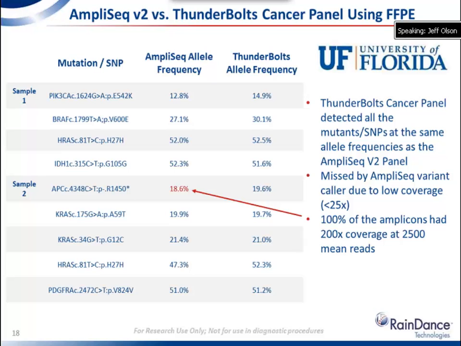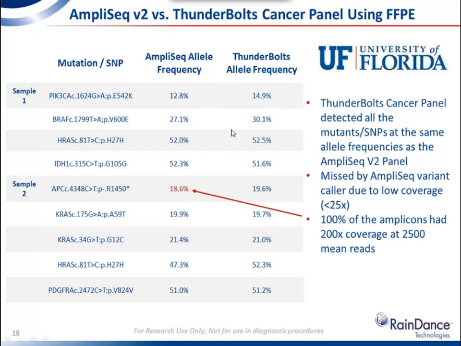In this slide is the study that was run with the Robert Allen Lab at the University of Florida to compare variant detection results between the Appleseed Cancer Panel version 2 and the ThunderBolts Cancer Panel. There were two samples analyzed in this study. The Appleseed work was done at the University of Florida, where they used the Appleseed Cancer Panel version 2 to process the samples and then ran the PGM using the 316V2 chip. And then RainDance ran the ThunderBolts Cancer Panel on these same samples and then sequenced them on the MiSeq.